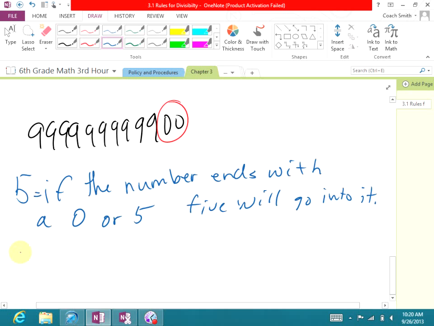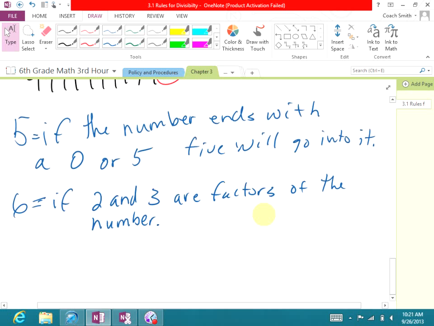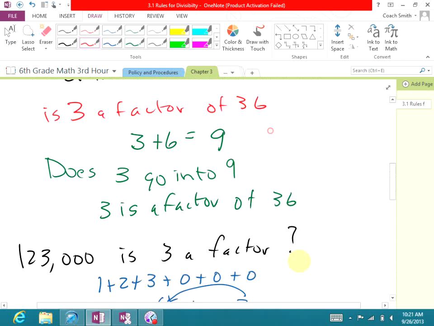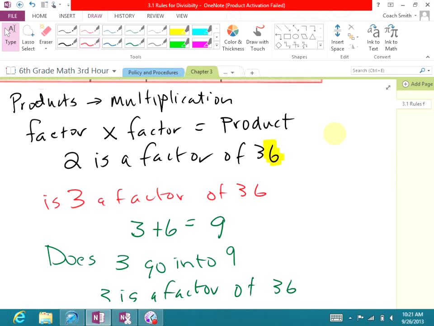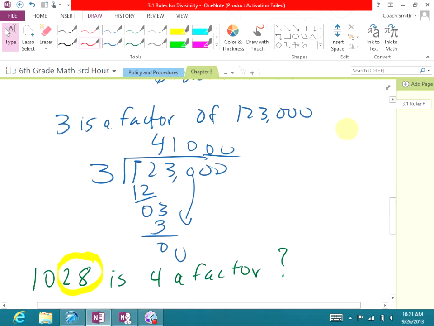6. Okay, 6 is an easy one too. Okay? 6 is a factor of a number if 2 and 3 are factors of the number. So let's go back to our original example of 36. Did 2 and 3 go into 36? Or was it factors of 36? Let's look back in our notes. If you're unclear, go back to our notes here. 2 is a factor of 36. 3 is a factor of 36. Right there. So 2 and 3 go into 36.